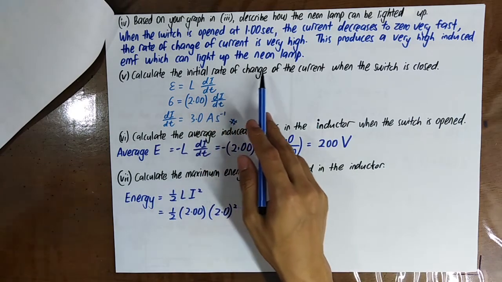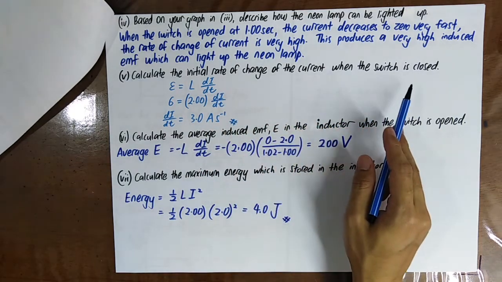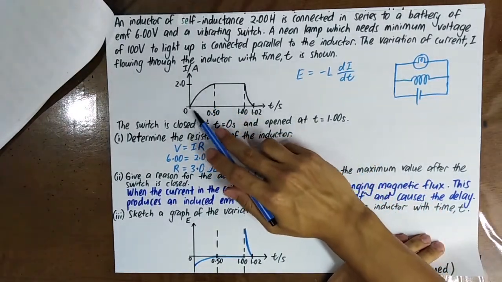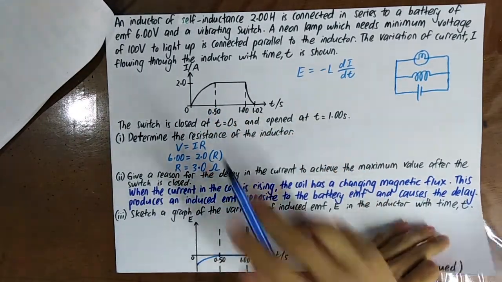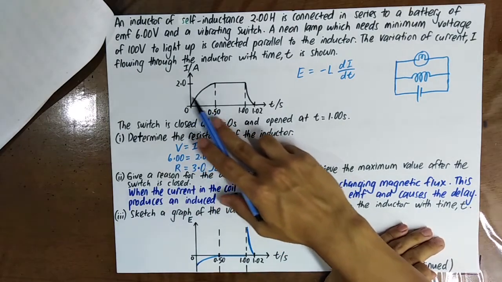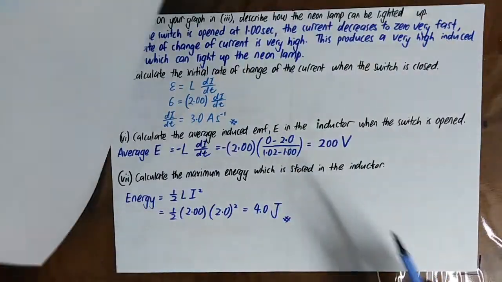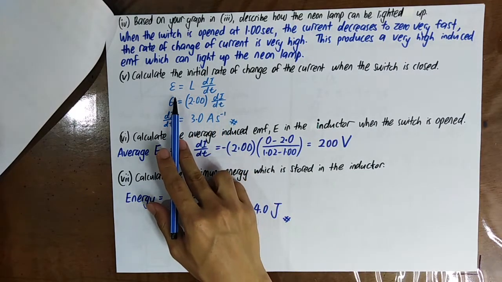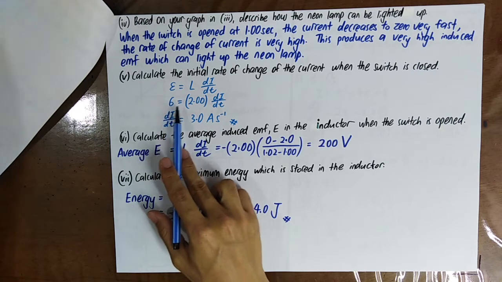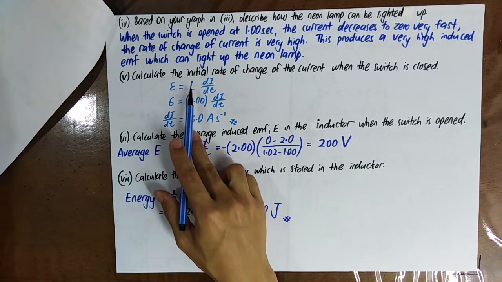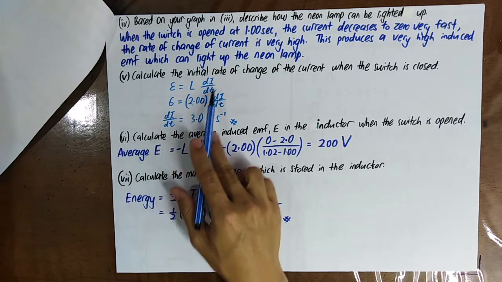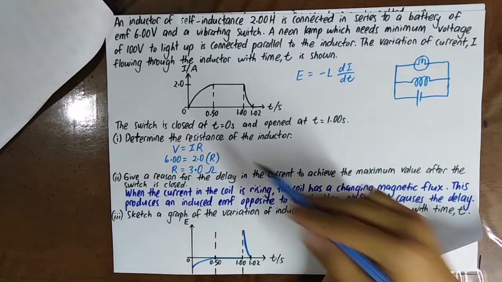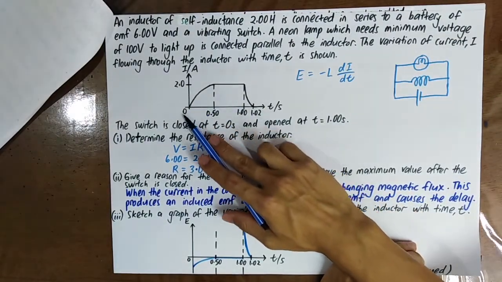Calculate the initial rate of change of the current when the switch is closed. When the switch is closed, you know that it's at time equal to 0. So you have to find out di/dt at this position. E equal to L di/dt. E is the back EMF, 6 equal to 2, because the self-inductance is 2 Henry, times di/dt. Therefore, you can know that di/dt is 3 ampere per second at this position.